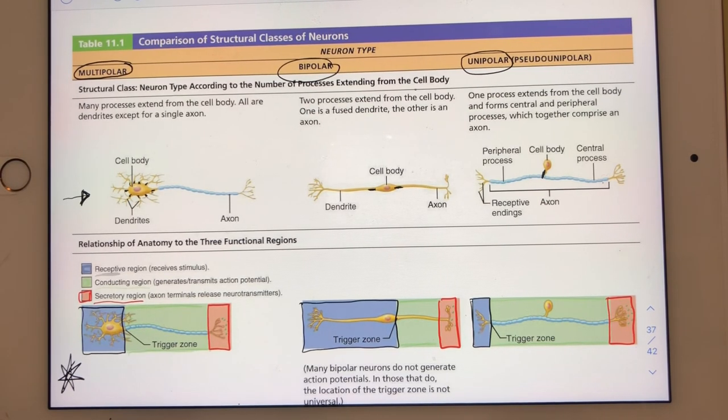Secretory region. Okay. And then the span between the two is called the conducting region or the conducting zone. We're conducting a signal from receptive to secretory. Okay. And that's typically where we're going to find the axon, and if present, myelination. Conducting. Receptive. Okay, let's go to the next slide.